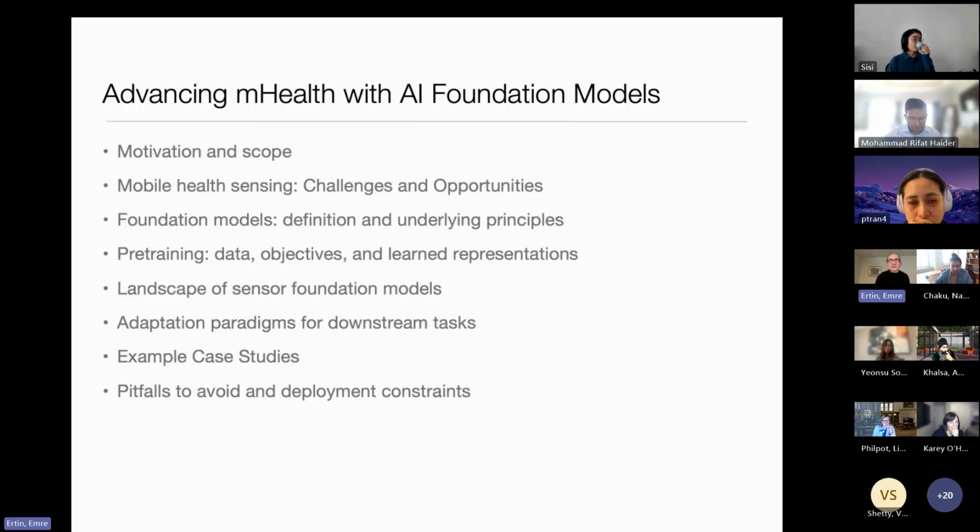Present a few case studies, just so that we have something more concrete in our minds of how these things are used in the mobile sensing field. And I want to conclude with some pitfalls to avoid and some deployment constraints when we try to implement these foundation models at our edge devices, at the wristbands and at the phones, etc.